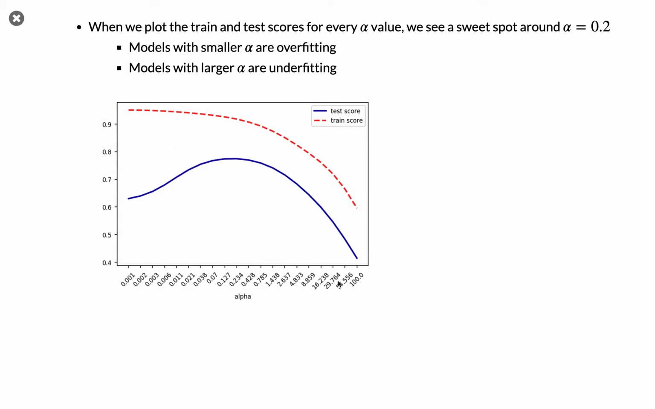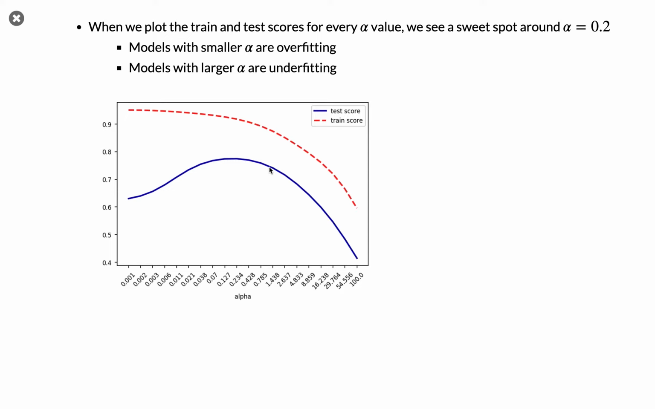If we plot alpha for every value versus the test score, we can see that we find an optimum around 0.2-ish. Right? So if alpha is smaller, this is more like least squares, we can see the low test score and a high training score. So here it's overfitting. Increasing alpha leads us to our sweet spot. So here the fit is perfect. It's neither under nor overfitting.